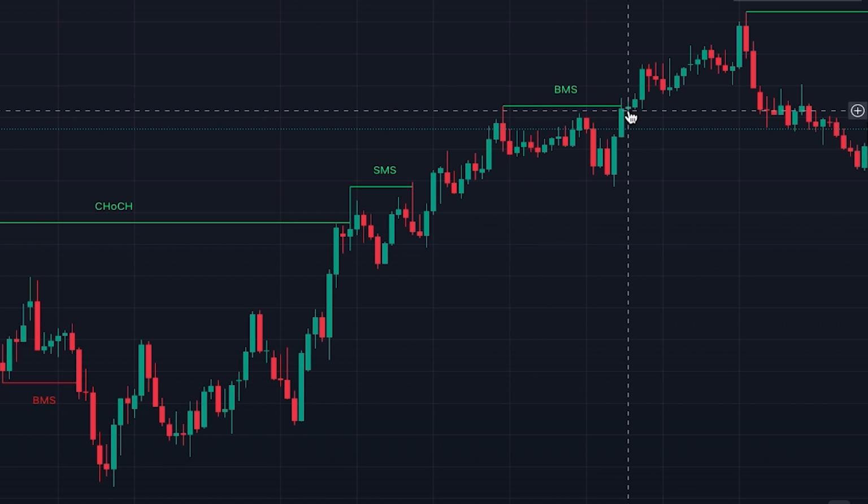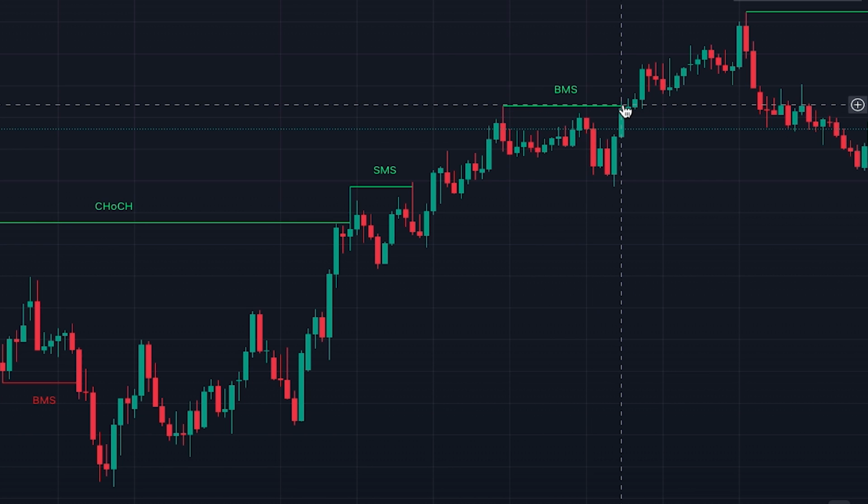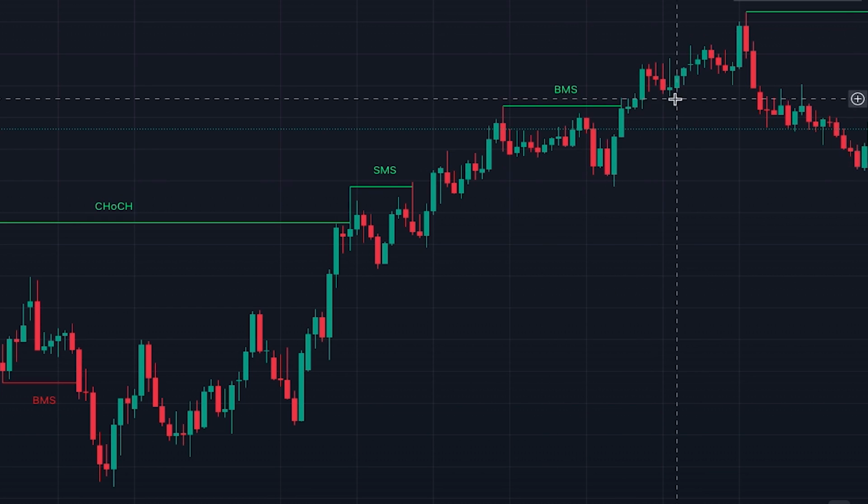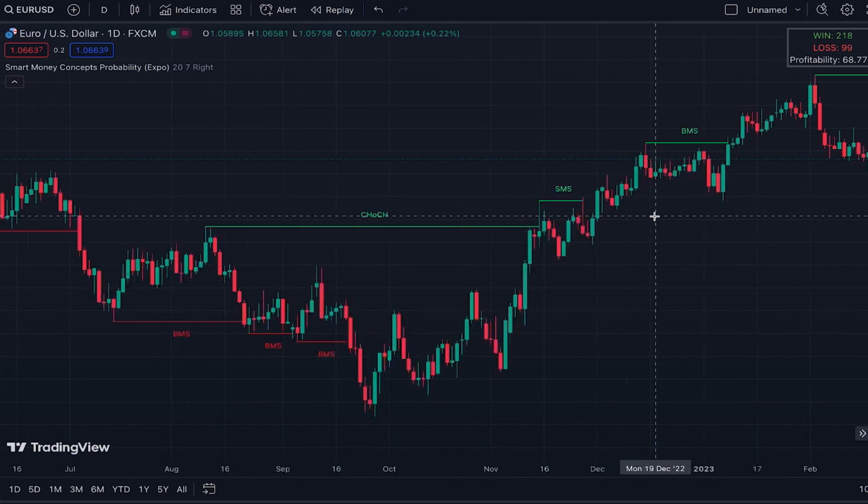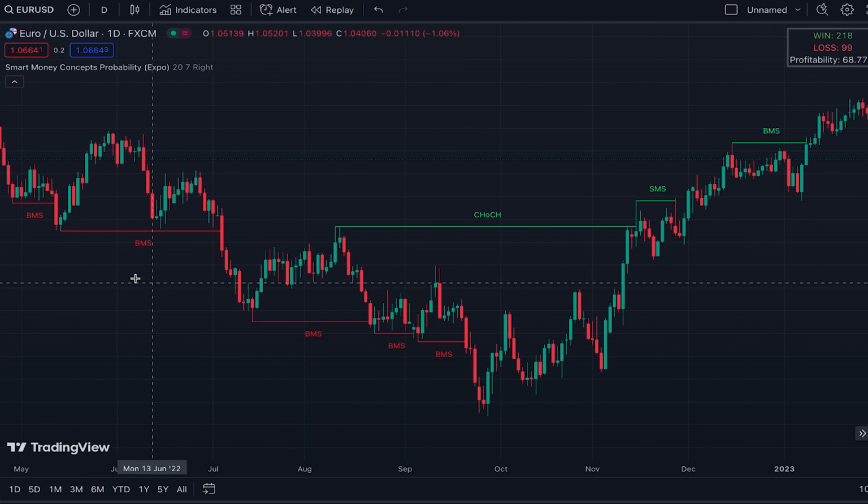And when this level is broken, it is breaking of market structure. It shows that the price is probably going to advance more and the uptrend is going to develop. This is the meaning of break of market structure in uptrend and downtrend.